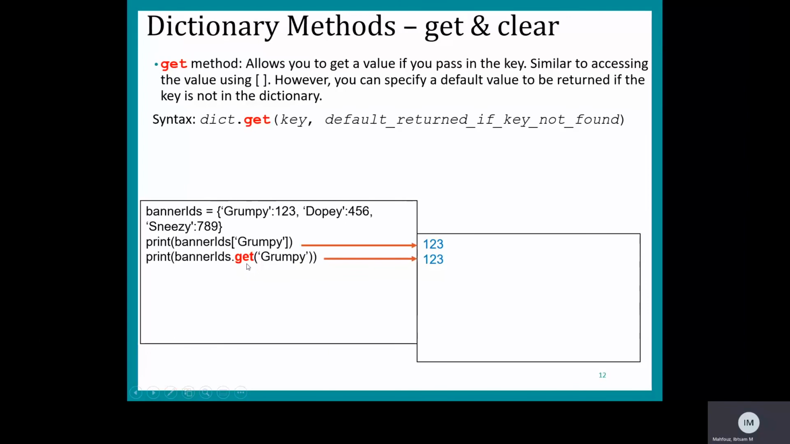Well, the get method is going to do the same. You say get me grumpy, and it's going to give you the 123. Now, there's a slight difference why you would want to do that.